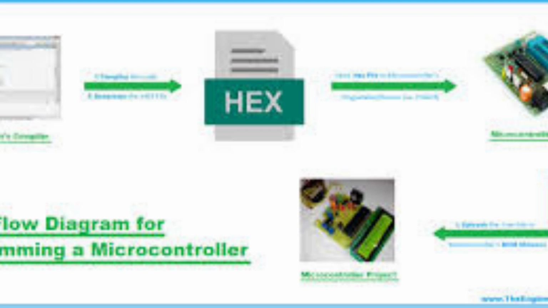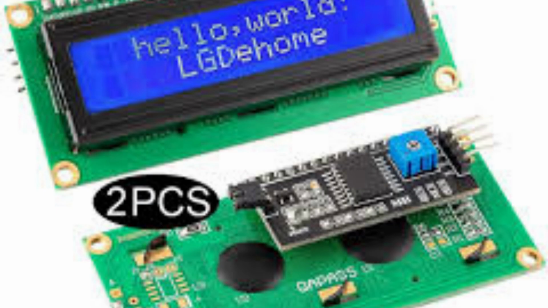Integrating with other components. If your project involves connecting the microcontroller to other components, such as sensors or actuators, you will need to program the microcontroller to interact with these components. This may involve writing additional code or configuring the microcontroller's peripheral interfaces.